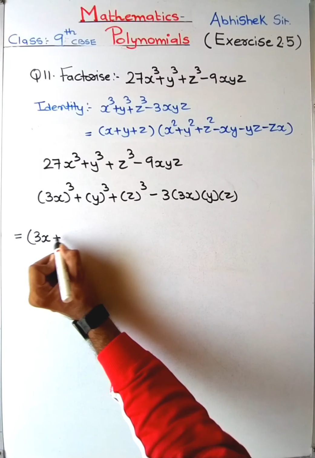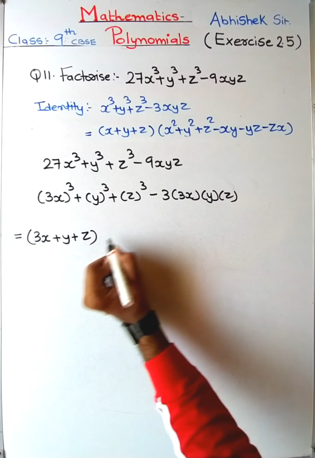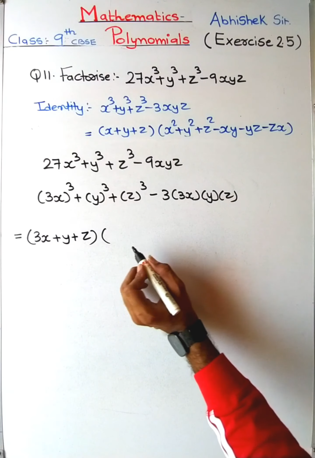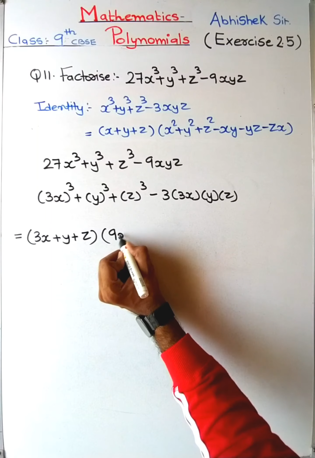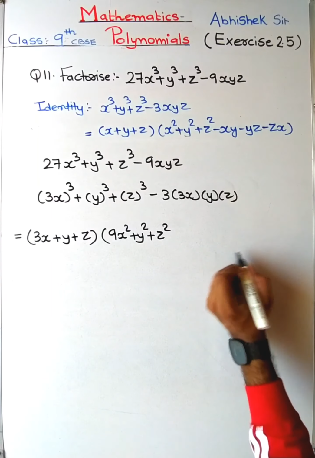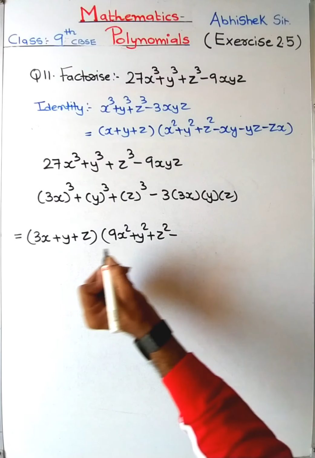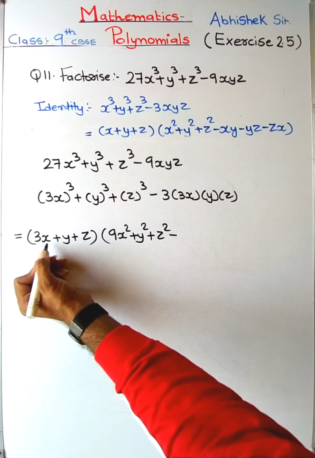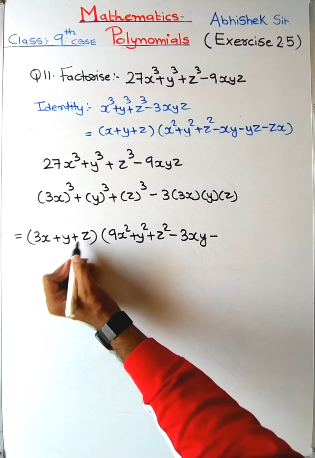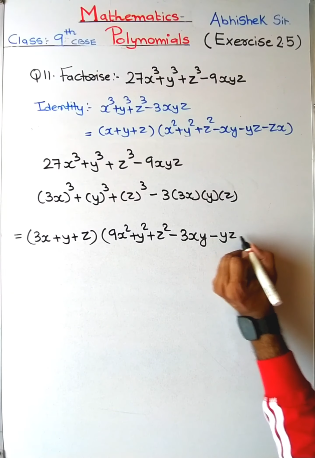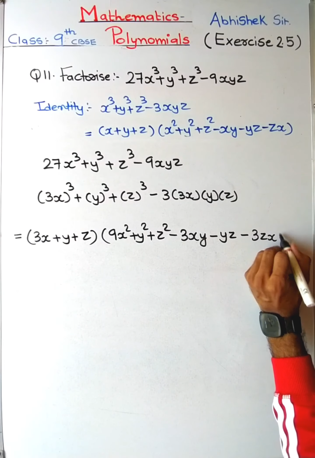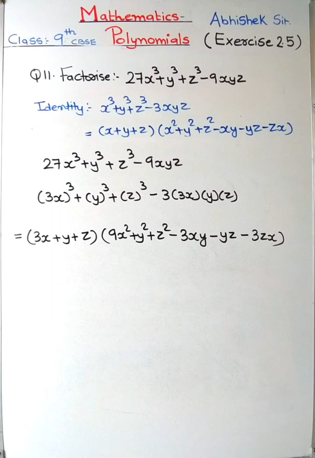So 3x plus y plus z in the bracket, then accordingly the square of the first three numbers. So that is 9x square plus y square plus z square. Then we have minus the first two terms multiplied, that is 3x into y. So minus 3xy, minus y into z, so yz, and minus z into 3x, that is 3zx. So this is how you will solve question number 11.